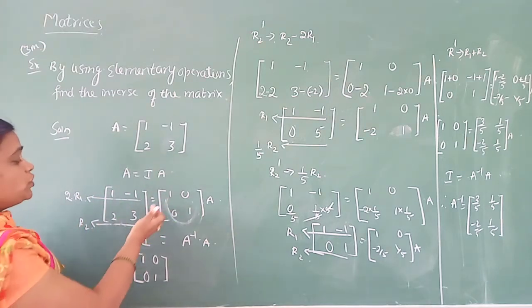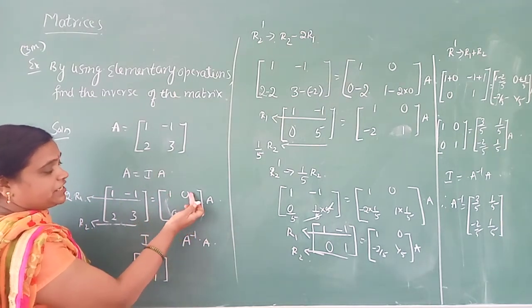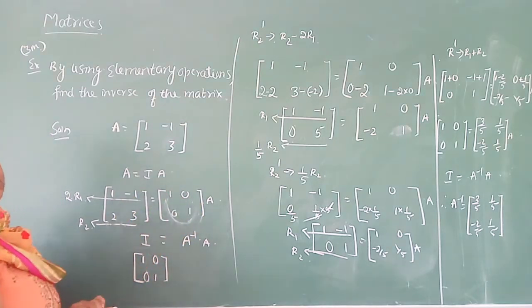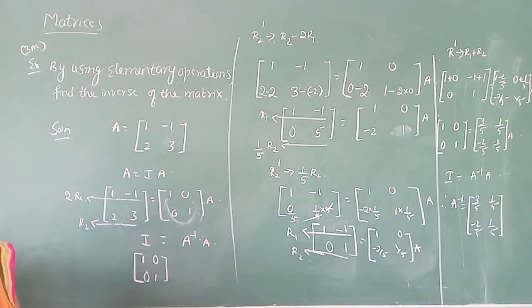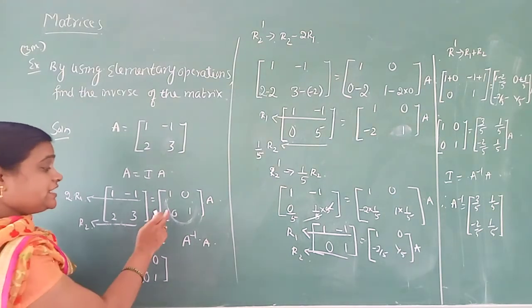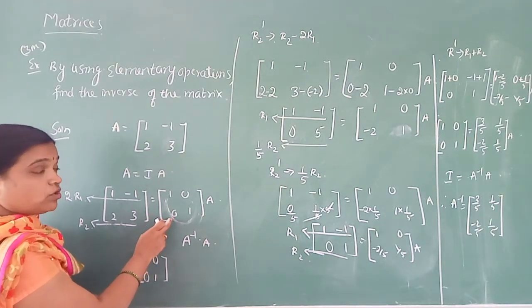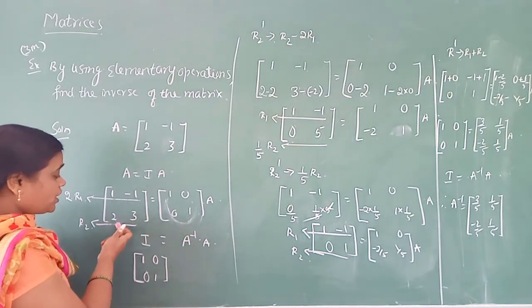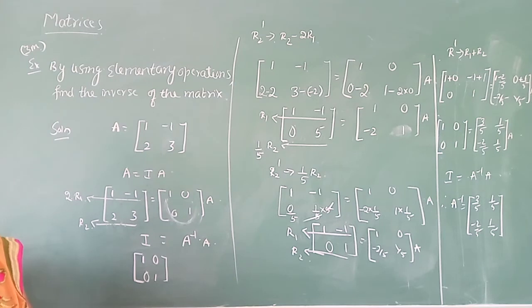Only which one do I want to eliminate? The reverse form we are taking: first 1, next 0, next 1, next 0. This is the operation now we can do. Next step, I want 0 here, meaning this 2 converted to 0. For that we are doing the operation.